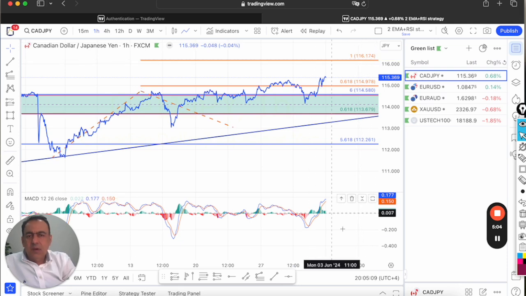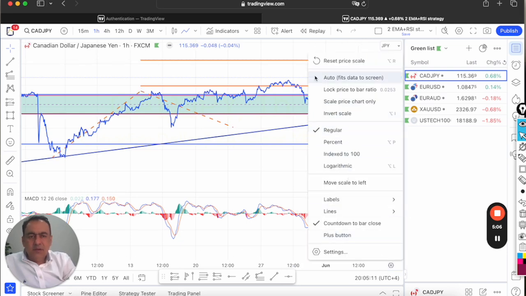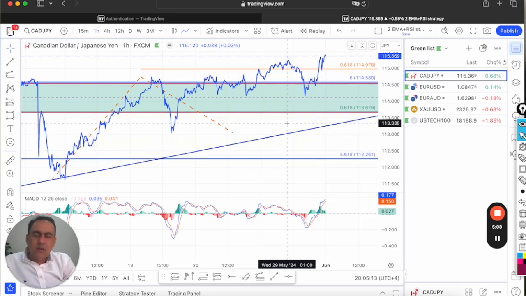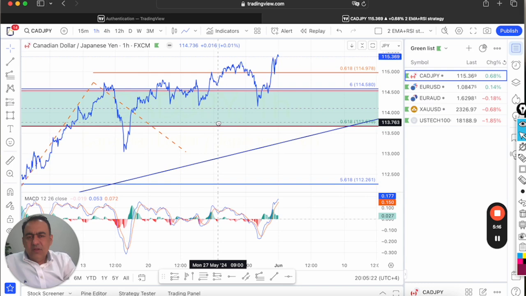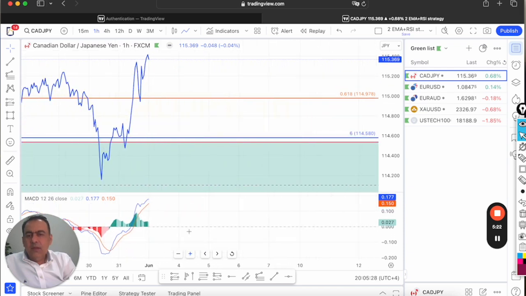Now please keep in mind that during the upcoming week, we have an interest rate announcement from the Central Bank of Canada, and they are expected to drop the rate. So if they reduce the rates by 25 basis points, it may bring short-term weakness in this currency pair.